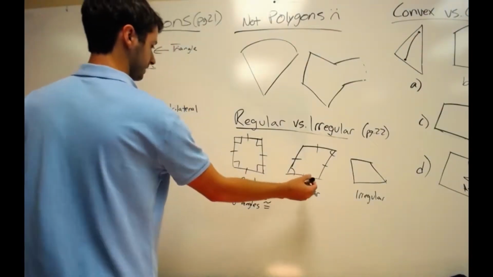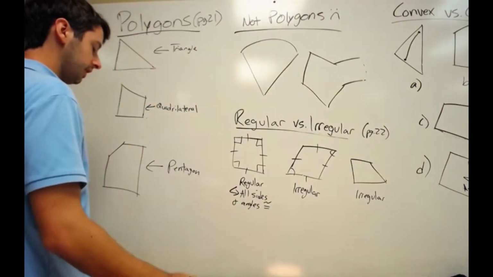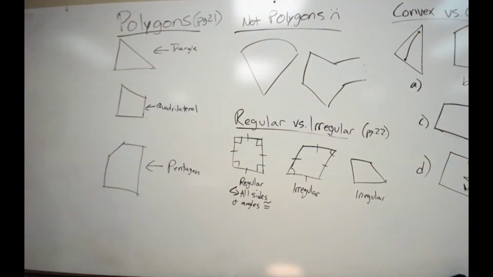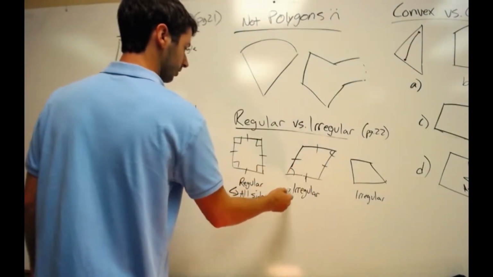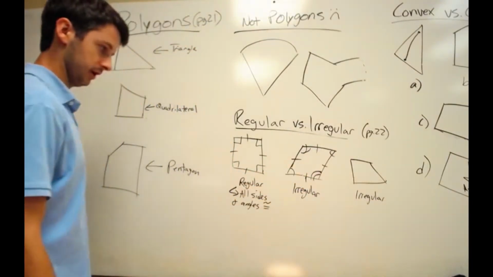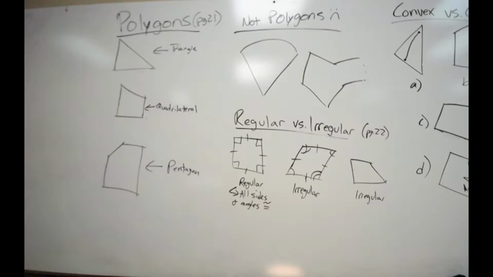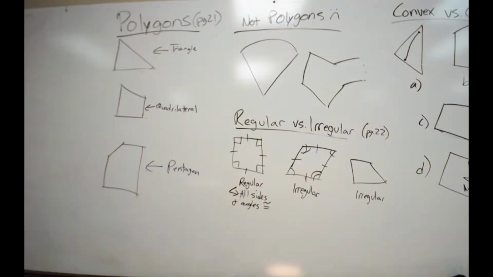This is an example of a polygon that is irregular. Now an irregular polygon simply does not have all the sides congruent and all the angles congruent. Now this one does have all the sides congruent. However, all the angles are not congruent. They're supplementary but not congruent, so therefore that is irregular. And then this one's irregular simply because none of the sides are congruent.